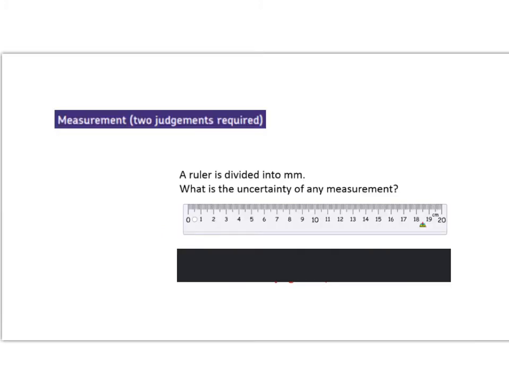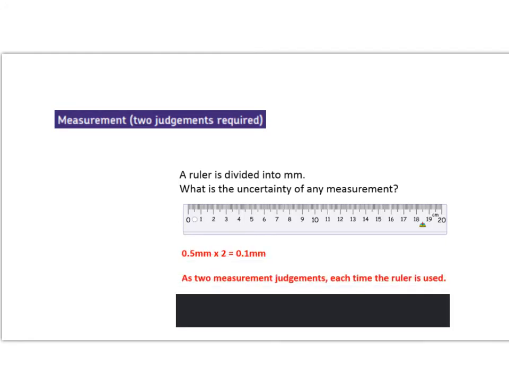So here we've got a ruler, we've got a measurement. Can you just have a go at this question? Pause the video, and then I'll reveal the answer. You can see here, again we've got millimetre divisions, so half of that would be 0.5 millimetres, but you're taking two readings, so it's a measurement, so you double it. So that's actually incorrect, that should be 1.0 millimetres for the uncertainty.